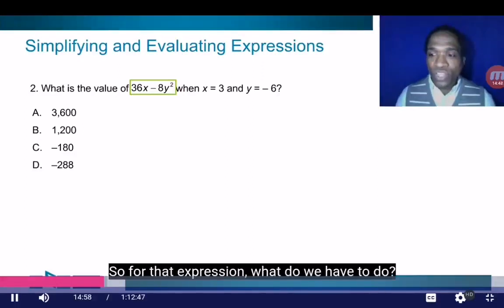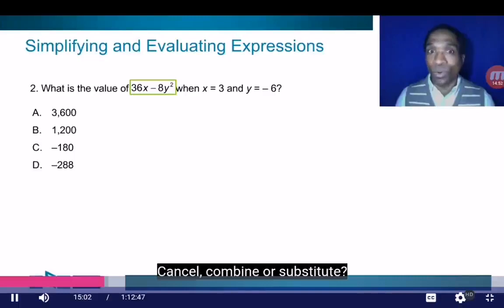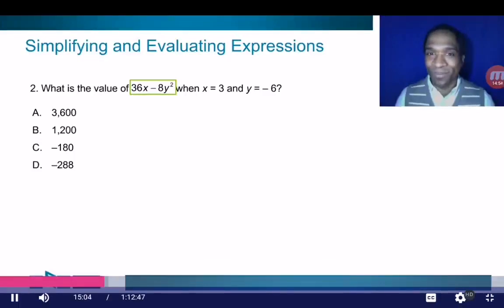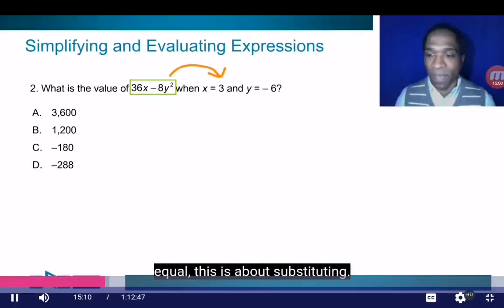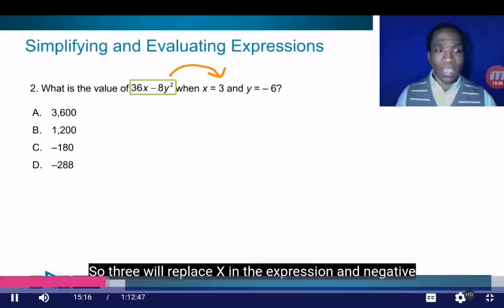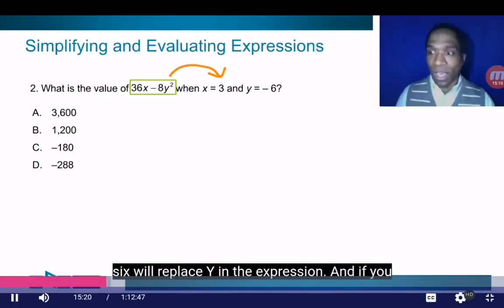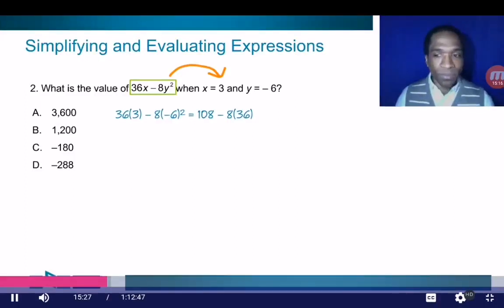So for that expression, what do we have to do? Cancel, combine, or substitute? Well, since we're given what x and y equal, this is about substituting, right? So we have that. So 3 will replace x in the expression, and -6 will replace y in the expression. And if you do that, you substitute it in like so.